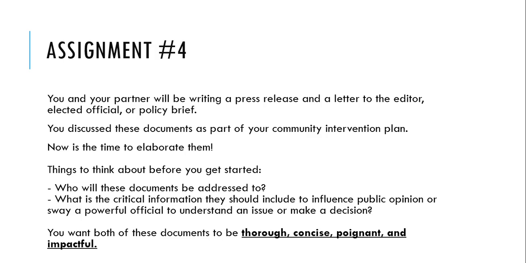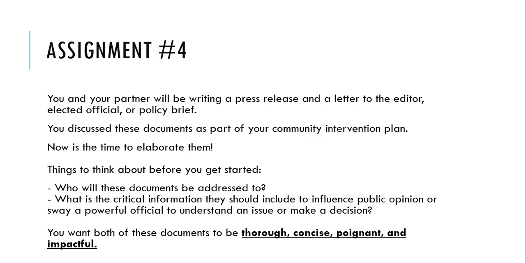You've already talked about these documents as part of your community intervention plan in assignment number 3, and now is the time to elaborate them, to build on them from your papers in the community intervention plans that you've already discussed. So as you get started, it will be important to think about specifically who these documents are going to be addressed to. Who is your target audience? That'll help you decide on how to frame your message in the most convincing way.